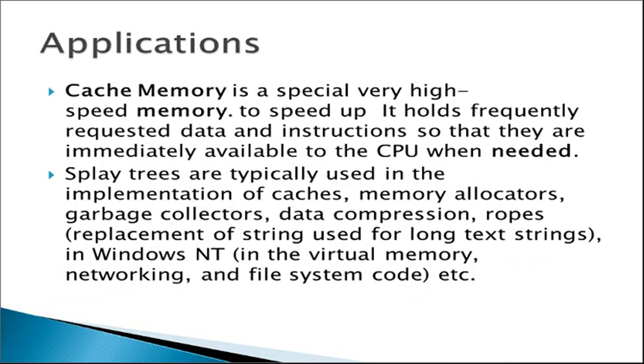Then another application is mainly cache memory. The cache memory is special high speed memory which is used to access frequently requested data, and we are accessing that very fast because of cache memory. And in this cache memory we are using splay tree for implementing cache memory allocators or garbage collectors also. In data compression also we are using splay tree. So these are the applications.